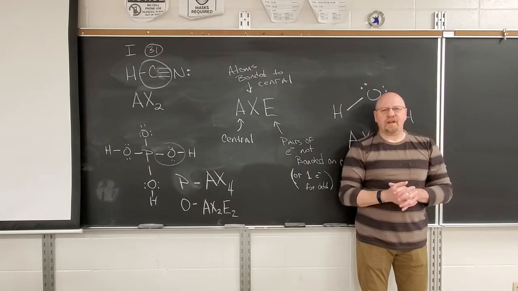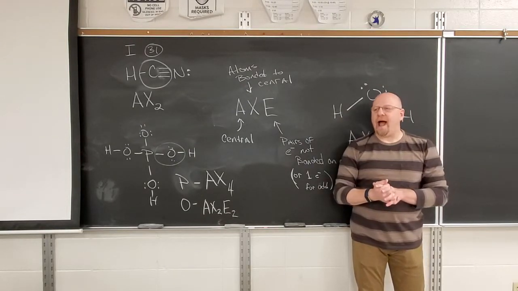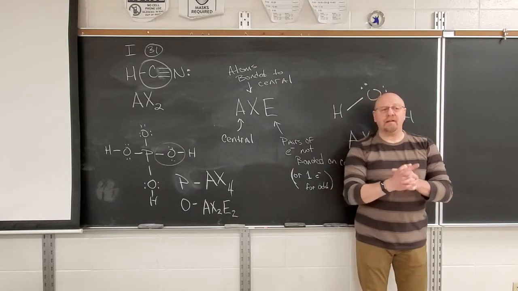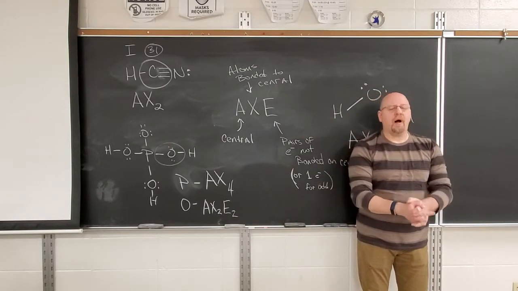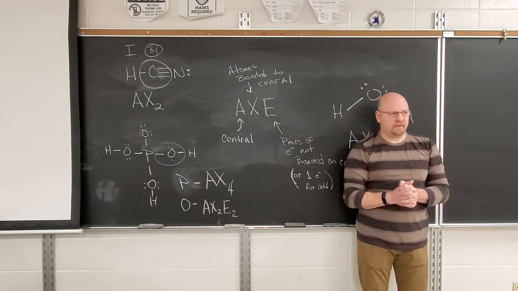So VSEPR notation is just a matter of counting how many atoms are bonded to the central atom and how many pairs of electrons are attached to that central atom. Everybody okay?